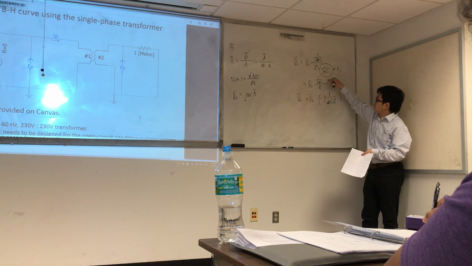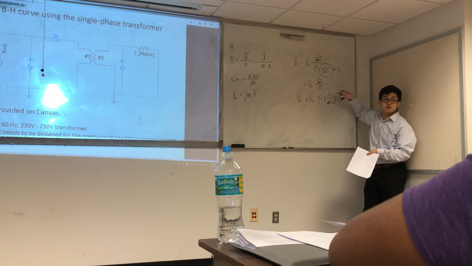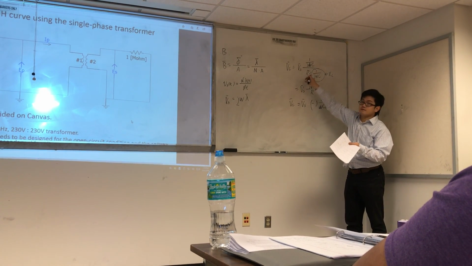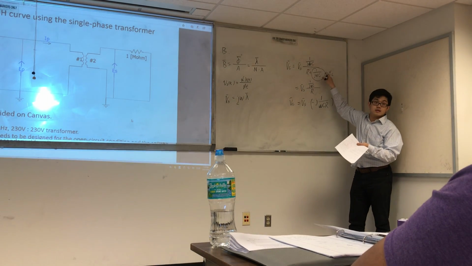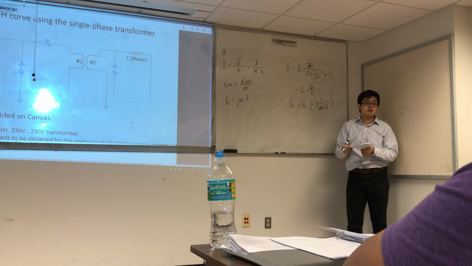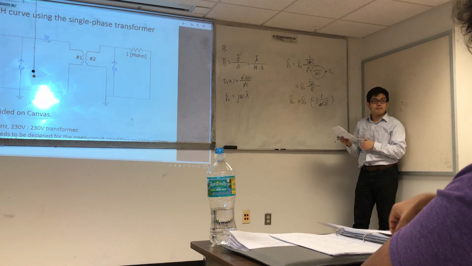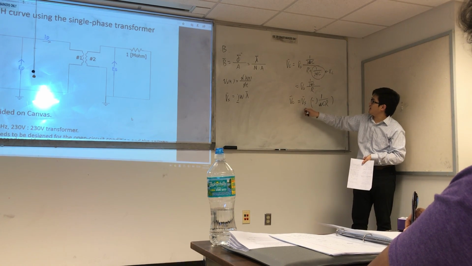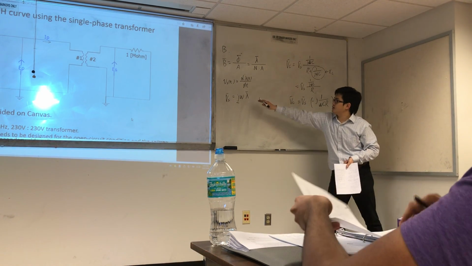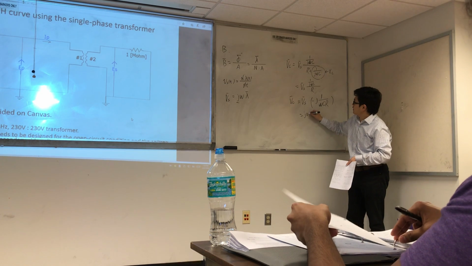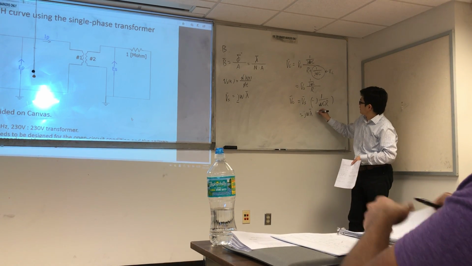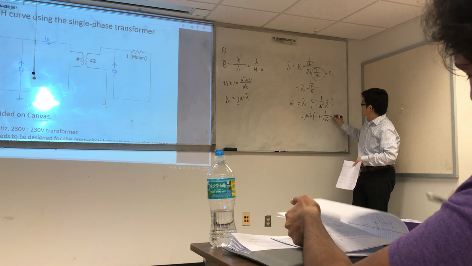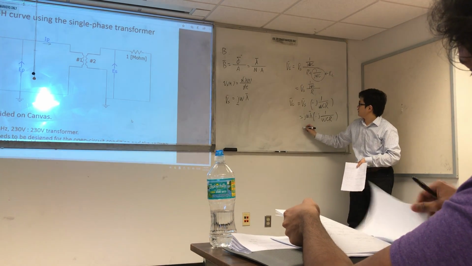Do you understand how to do this step? Why do we ignore this part? We designed R to be very large, much larger than XC, the whole XC. Okay, we get this one. There's a j here, so what's your Vs? Your Vs is jωλ, then times negative j/(ωCR).